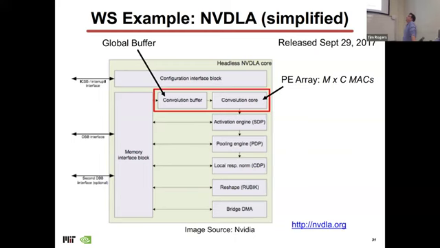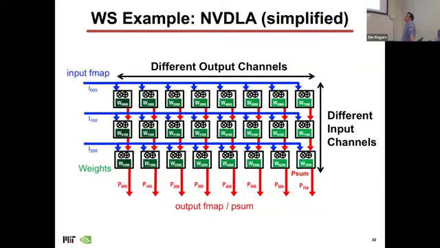And again, they use this weight stationary approach. This is a cartoon diagram of the way the NVDLA does the weight stationary stuff. Here they basically take different input channels and map them logically onto the rows of the MAC array.